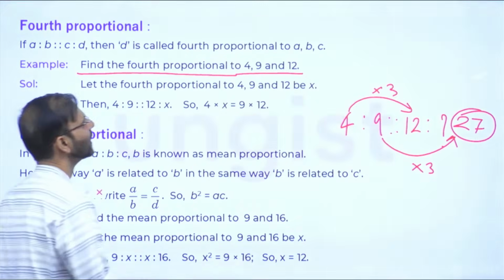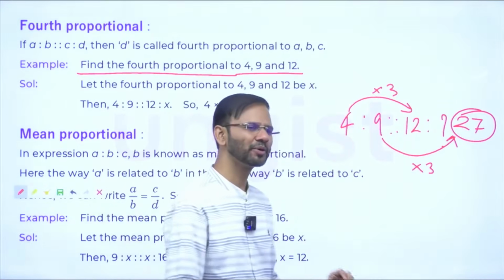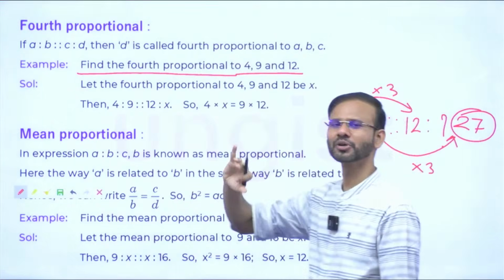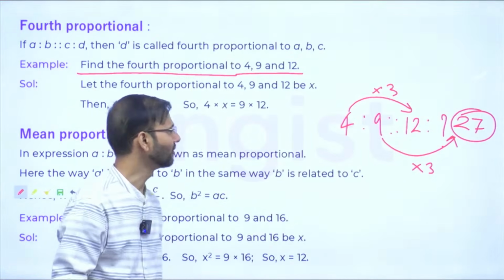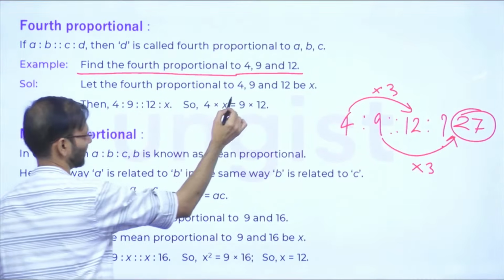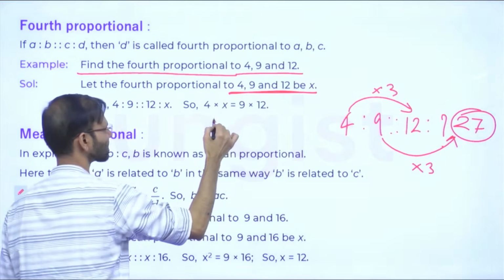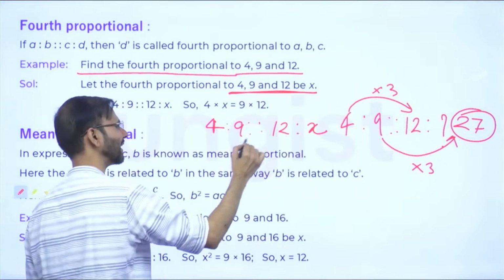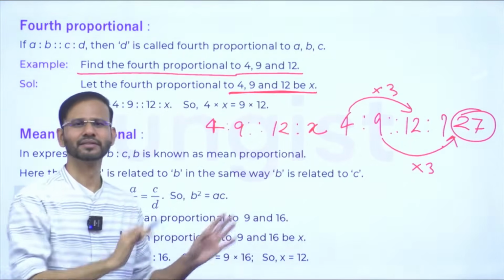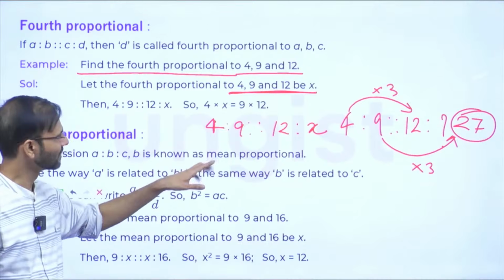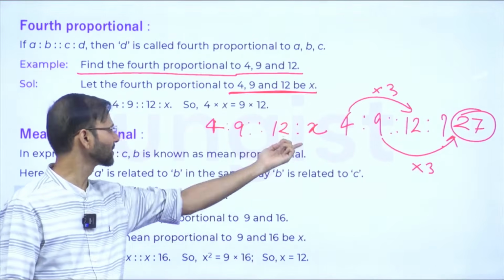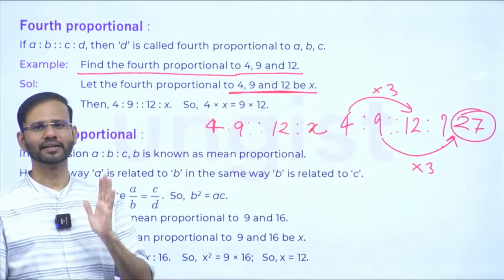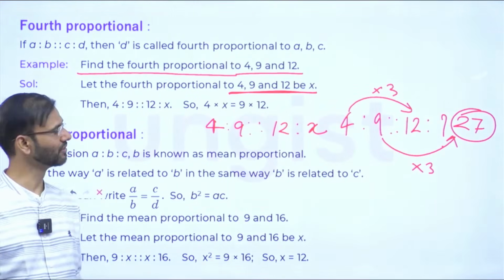Okay, that's great. And if you're not able to find anything, then obviously you can do the product of means and the product of extremes, like the way kids do. So this is 4, 9, 12, x. So 4 by 9 is equal to 12 by x, and then you will solve it. But I would not recommend solving the question like this. You just see the question and tick the answer directly in the examination, to save your time.